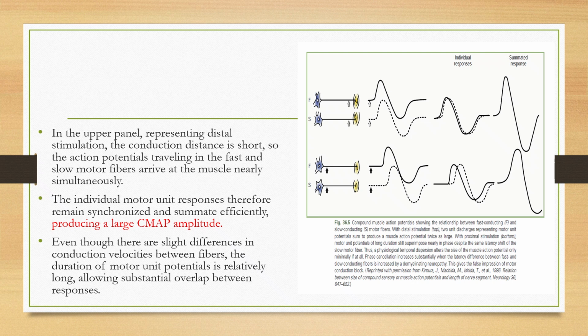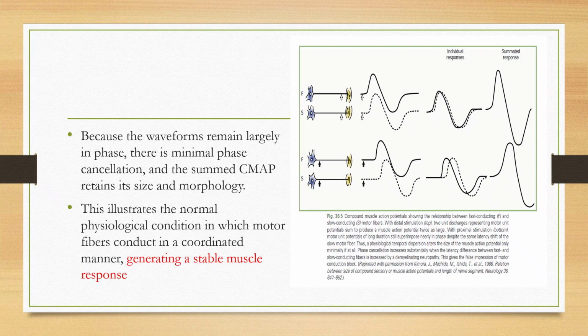The individual motor unit responses therefore remain synchronized and summate efficiently, producing a larger CMAP amplitude. Even though there are slight differences in the conduction velocity between fibers, the duration of the motor unit potential is relatively long, allowing substantial overlap between the responses. Because the waveforms remain largely in phase, there is minimal phase cancellation and the summed CMAP retains its size and morphology. This illustrates the normal physiological condition in which motor fibers conduct in a coordinated manner, generating a stable muscle response.